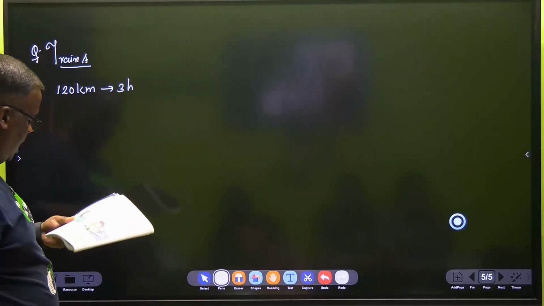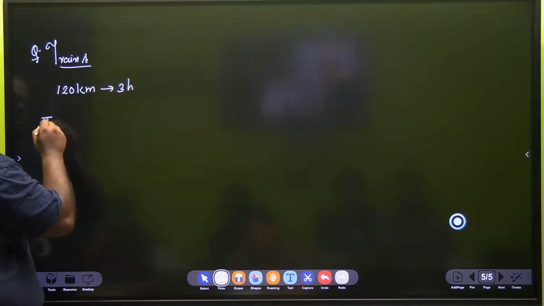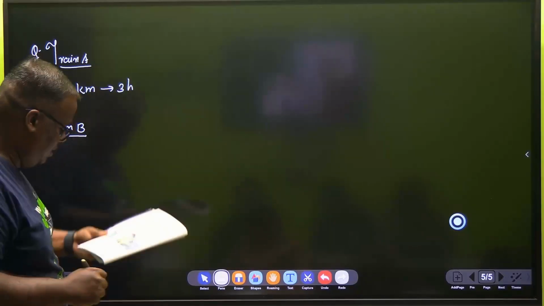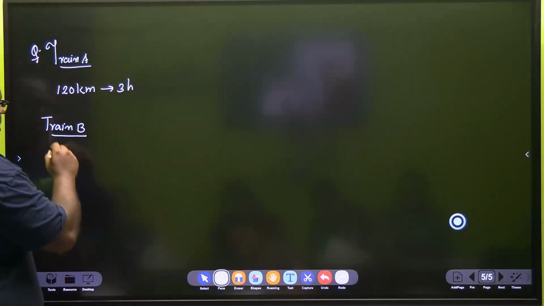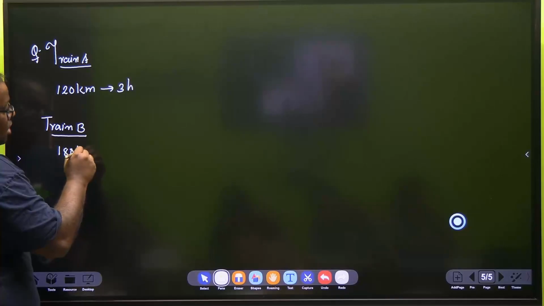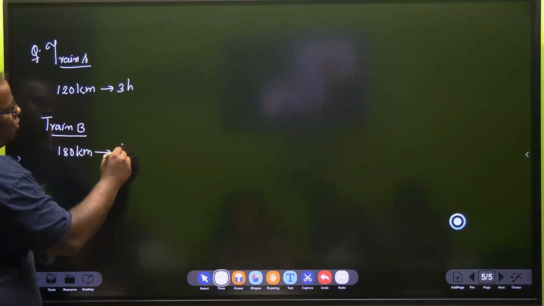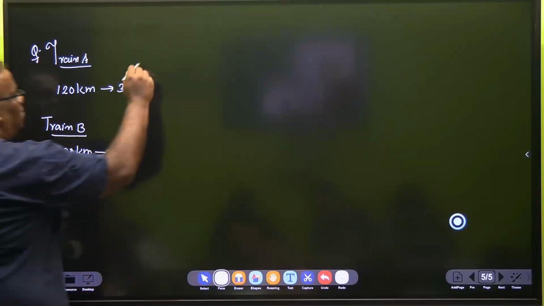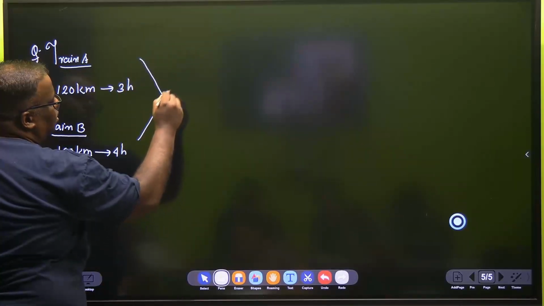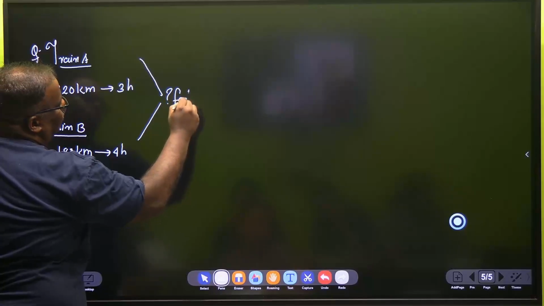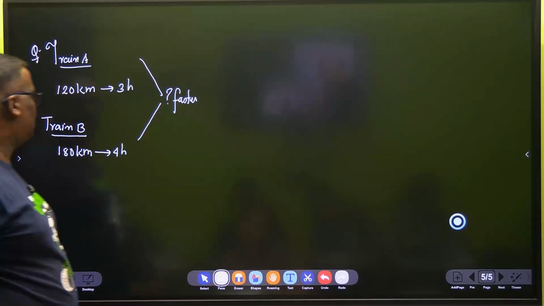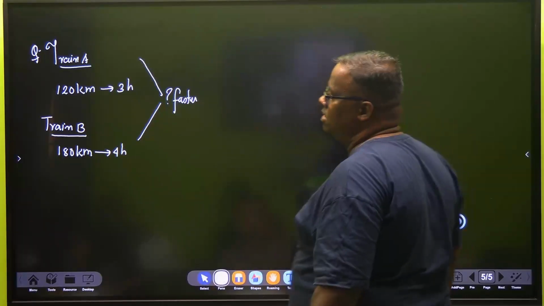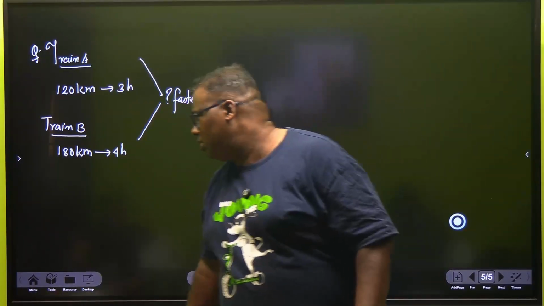Right? And there is another train, train B. And train B has traveled 180 kilometers in 4 hours. Our question is, between these two trains, who traveled faster? Who traveled faster? One has traveled 120 kilometers in 3 hours. One has traveled 180 kilometers in 4 hours.